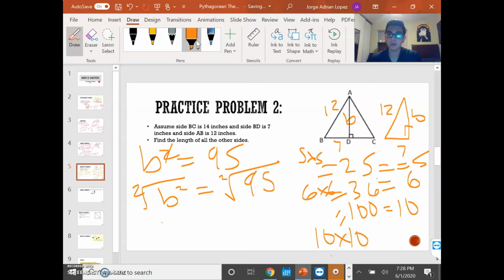But no number multiplied by itself is 95. Think of 8 times 8, 64. 9 times 9, 81. But 10 times 10 is 100. So what about 95? What's the square root of 95? At that point, you're going to need to get out a calculator. So, I'm going to get out mine. And let's figure this out. So the square root of 95 is 9.7. Okay? So, b is equal to 9.7.